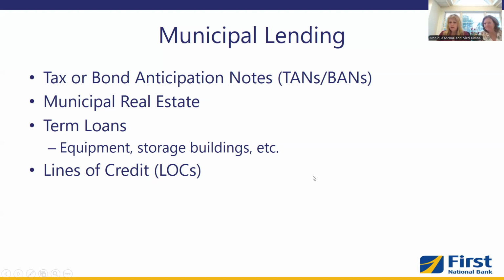And then we have grant anticipation loans, and these are repaid from federal and state grants. So sewer departments are oftentimes a typical borrower for these types of loans, like if they're going to extend the sewer lines or repair sewer lines and things of that nature.